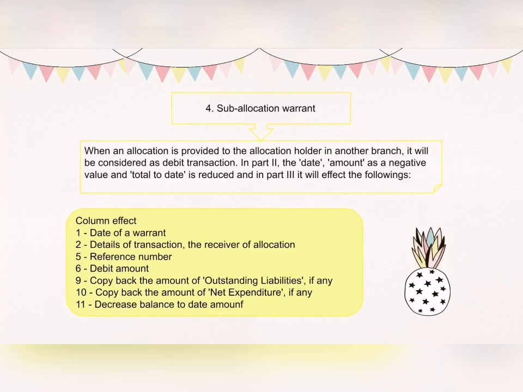Transaction 4 is sub-allocation warrant. When an allocation is provided to the allocation holder in another branch, it will be considered a debit transaction. In part 2, the debit amount is recorded as a negative value and the total to date is reduced, and in part 3, it will affect column numbers 1, 2, 5, 6, 9, 10, and 11.